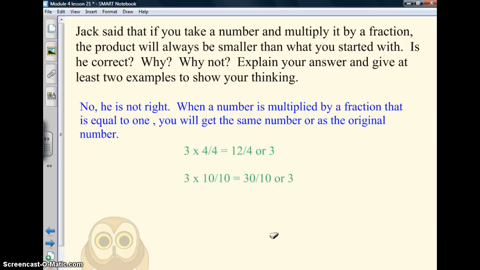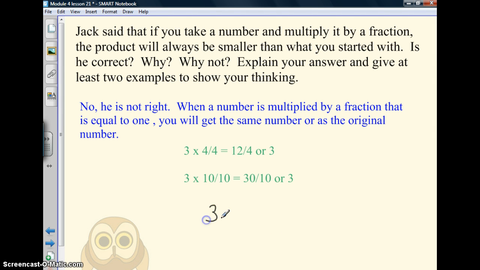Other than when you multiply it by a fraction equal to 1, yes, you will get an answer that is less than the number you started with, okay? Unless you have an improper fraction. But a regular fraction will give you an answer that is lower than the number you started with. So let's just check that out for a second.